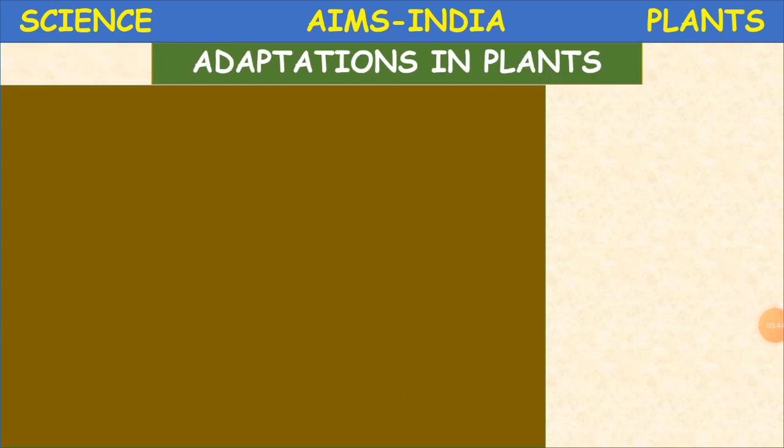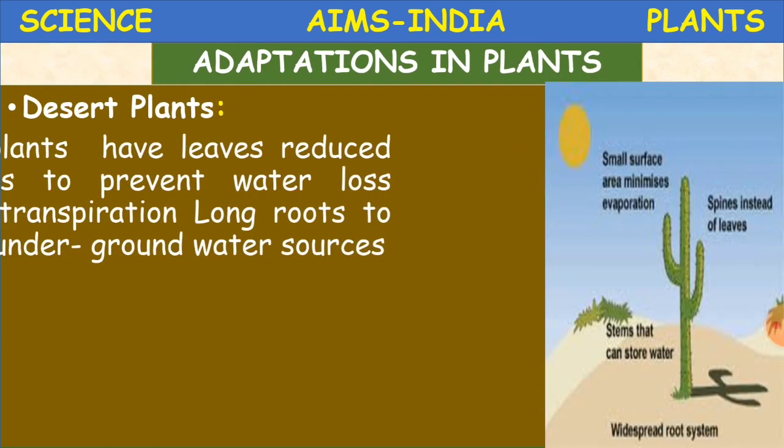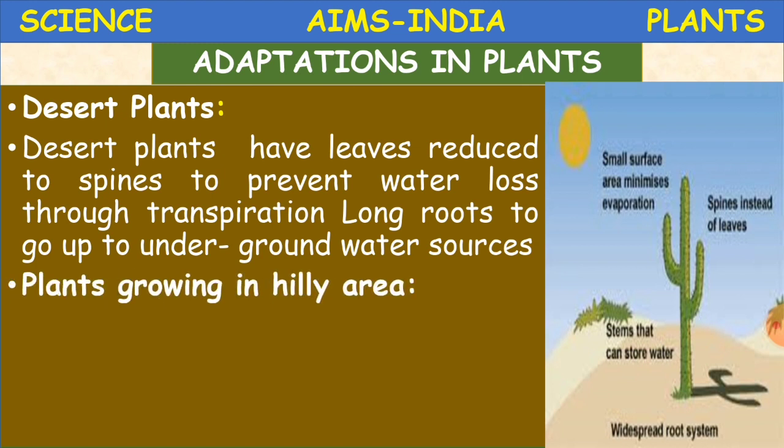So next is adaptation in plants. Adaptations in plants. How are plants adapted? In the sense of how they make themselves comfortable to the atmosphere, weather, place, and all these types of conditions. That's how they make themselves comfortable. Now, desert plants. So we'll see about desert plants.